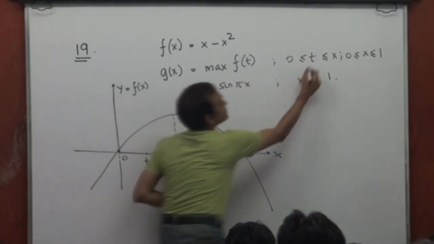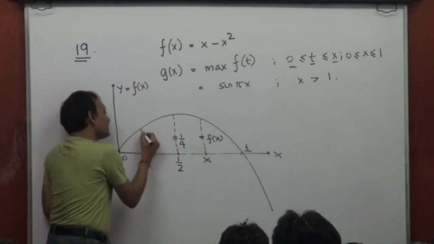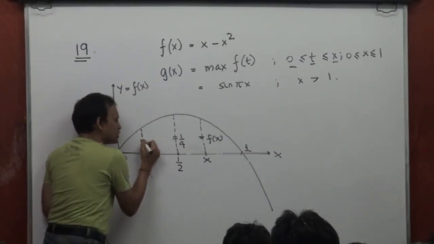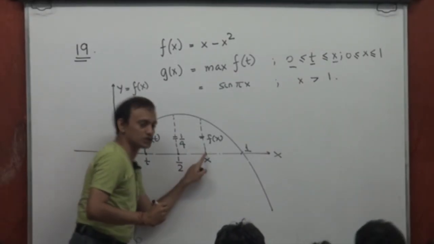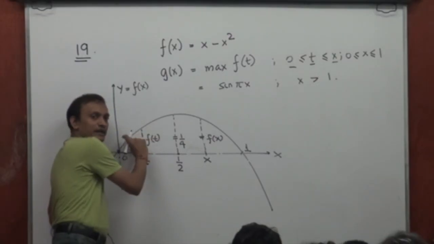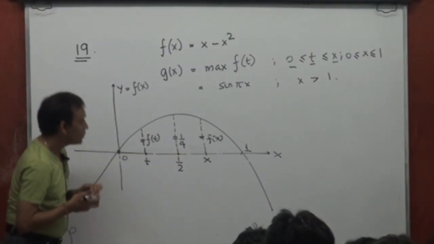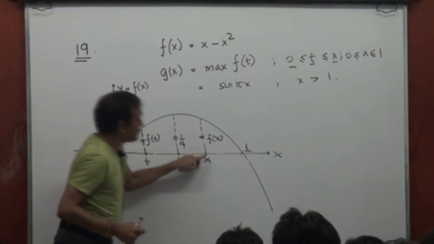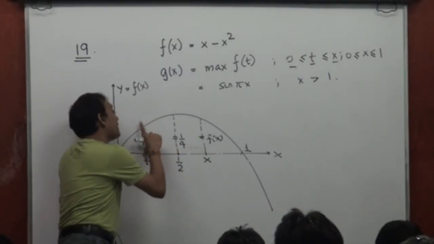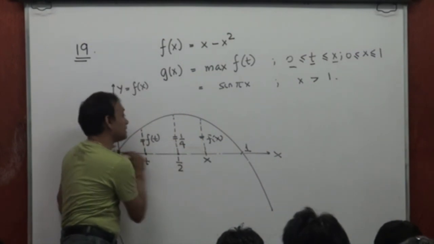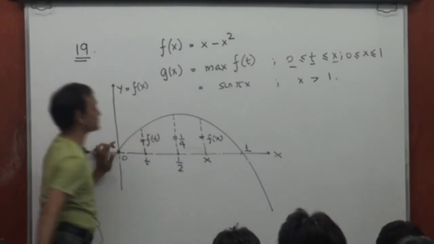While this t runs from 0 to a certain x, it produces a set of f(t)'s, a set of ordinates, right? And if this is f(x) at x, then g(x) would be, for a given x, the maximum f(t) encountered when t runs from 0 to x.